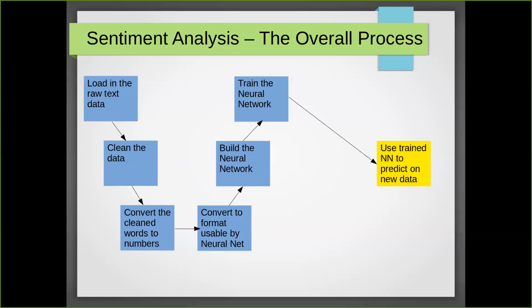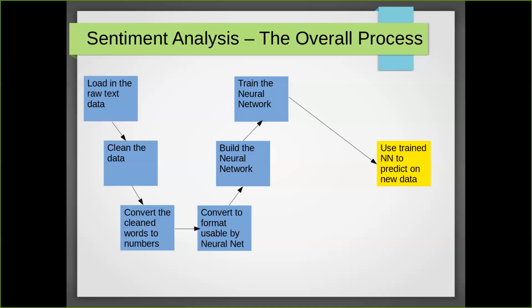So remember, we hold back some data and say, you haven't seen this before, but I know what the answer is. Can you tell me, is this text positive or negative? And see if it gets it right. That gives us an idea about how well our neural network can generalize, which is ultimately the point.